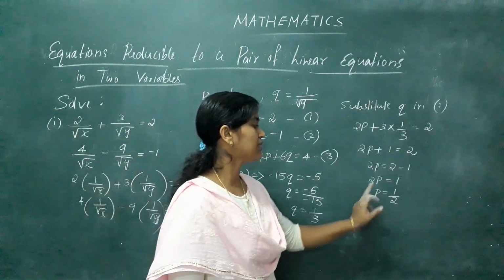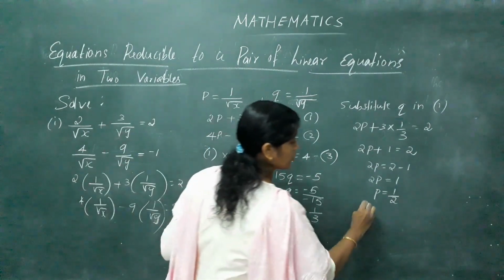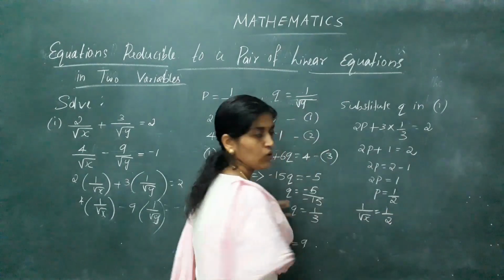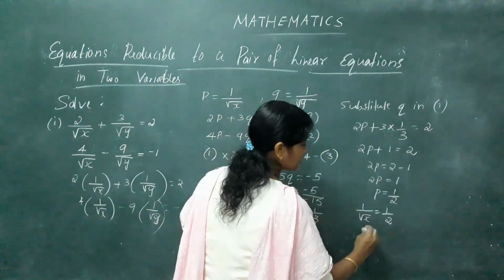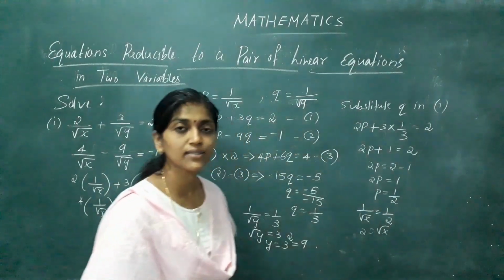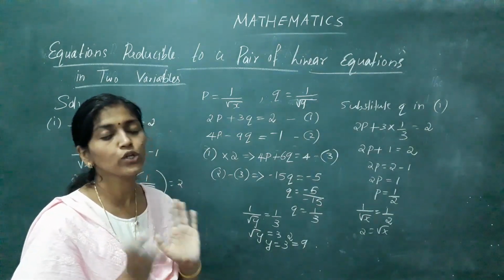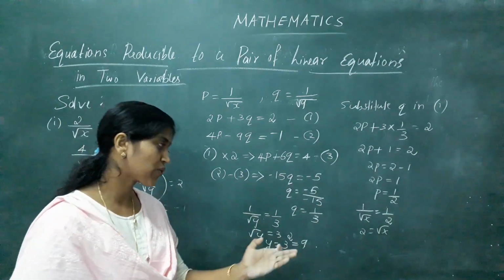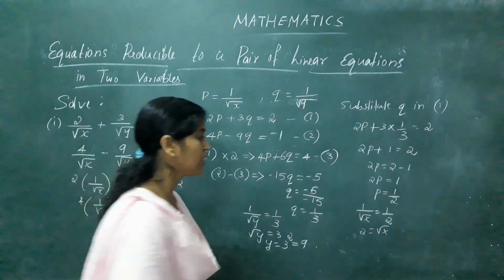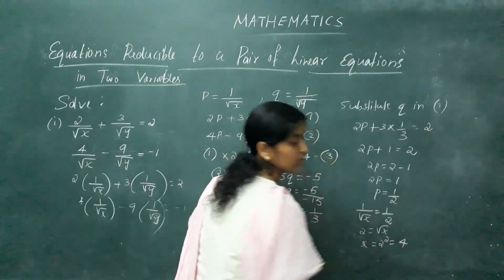Similarly, you get p is equal to 1 by 2, but we know p is equal to 1 by root x. So you can write 1 by root x is equal to 1 by 2. So again cross multiply, you get 2 is equal to root x, 1 into x. Root x is equal to 2. But we want the value of x, not root x. So you have to transpose root. Root when transposed, it comes as square. So we will get x is equal to 2 square, which is equal to 4.